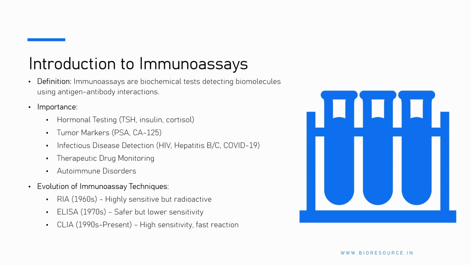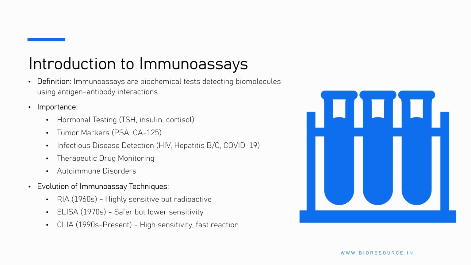Over time, immunoassay techniques have evolved to improve sensitivity, specificity, and safety, starting from the radioimmunoassay to chemiluminescent immunoassay. Radioimmunoassay is the first immunoassay technique using radioactively labeled antibodies. While highly sensitive, it poses radiation hazards. The use of enzyme conjugated antibodies and colorimetric reaction for detection is called the ELISA, which is safer than radioimmunoassay but has a lower sensitivity than chemiluminescent methods.